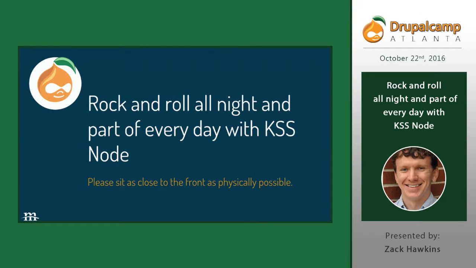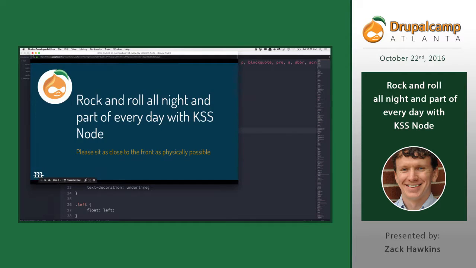This is Rock and Roll All Night and Part of Every Day with KSS Node. That's actually not a KISS quote, per se. Oh man, if I had audio. But it's a Paul Rudd quote, which is rock and roll all night and party every day. I only have so many set hours that I can party. Well, I have got errands to run, so I can only party part of the day. So, anyway. This is not working out. Let's go. Cool.